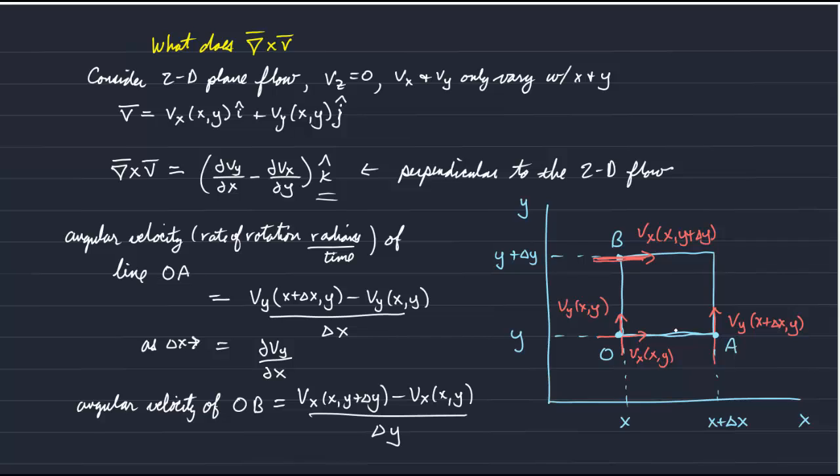So the limit as delta y goes to 0 gives the partial derivative of Vx with respect to y. Okay, so that's the magnitude of the rotation.